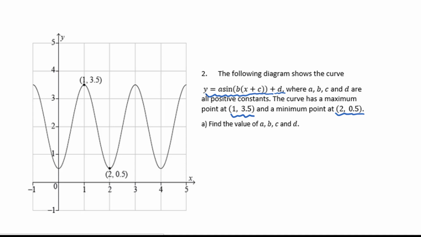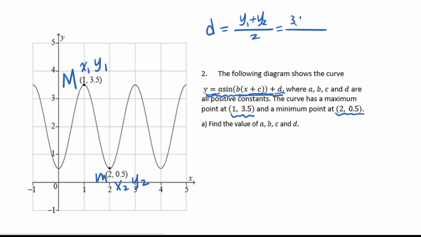Since the sine function we are looking for is very similar to our own pattern, we just use this one. According to the graph, we know this is a maximum and this is a minimum point. Let's label them x1, y1, and x2, y2. So you will get d, the midline, equals (y1 plus y2) over 2, that equals (3.5 plus 0.5) over 2 equals 2.